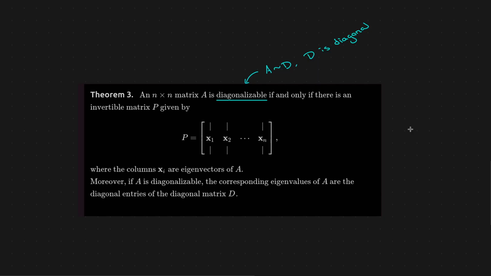So A is diagonalizable, A is similar to a diagonal matrix, if and only if there is an invertible matrix P given by P equals x1, x2, through xn, where the columns of P are eigenvectors of matrix A. Okay. Moreover, if A is diagonalizable, if this matrix exists, then the eigenvalues of A are the diagonal entries of matrix D.